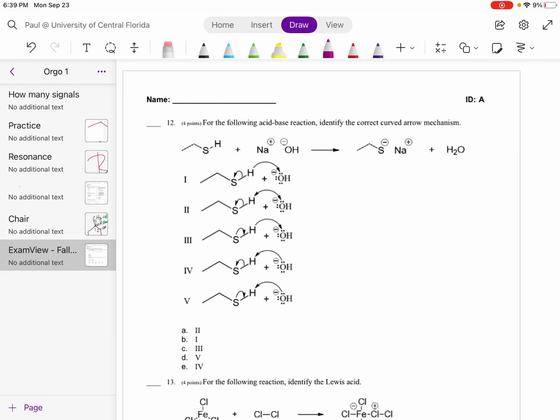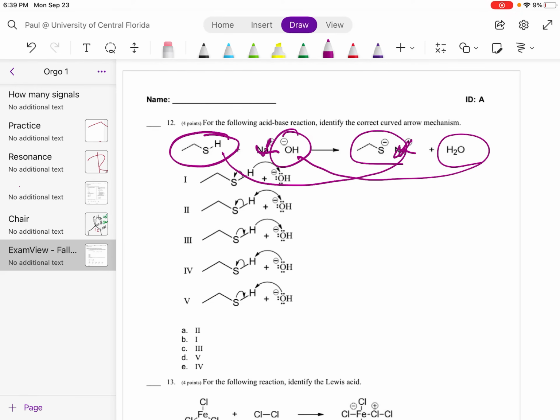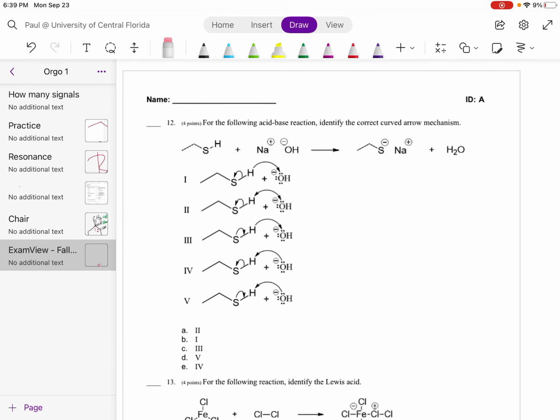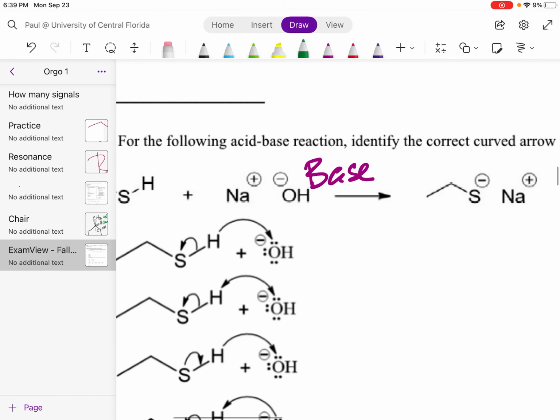For the following acid-base reaction, identify the correct curved arrow mechanism. Well, sodium is a spectator ion. We don't need to worry about that. We clearly see that we have this thiol, and it's losing its proton, where the hydroxide is gaining a proton. So from that observation, we can see that the hydroxide is the base, and the thiol is the acid. So how would this work? Well, bases have to have lone pairs or some electrons. So if we zoom in here, it has 3 lone pairs there.